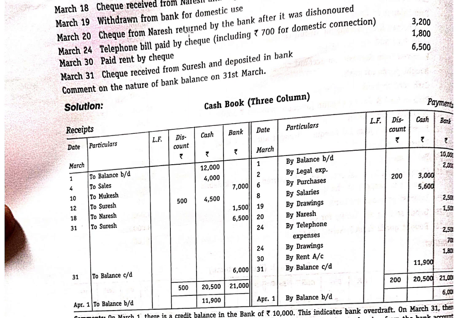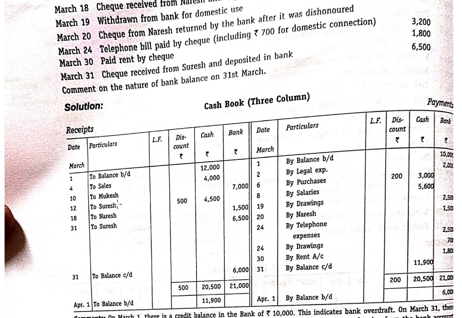Check from Naresh returned by the bank after it was dishonored. Okay, after it was dishonored. So what I have to do here? Because where is the Naresh check? March 18. Check received from Naresh and deposited into bank. What is the amount? 1,500. Now it is dishonored. Means what happened again? So what I have to write in the bank here?